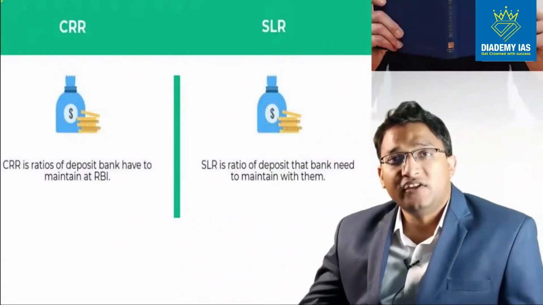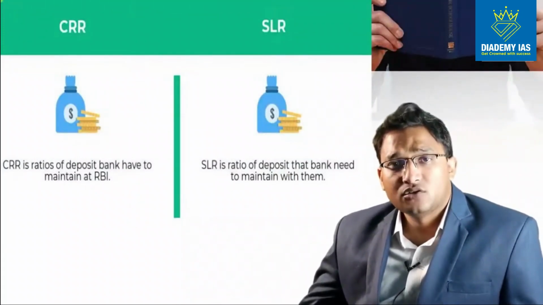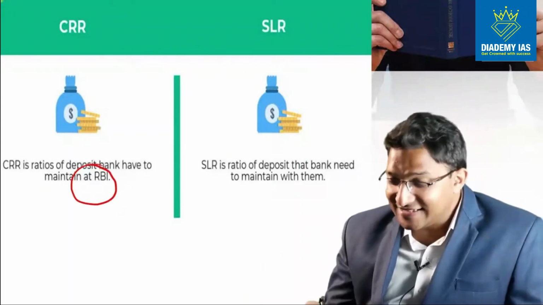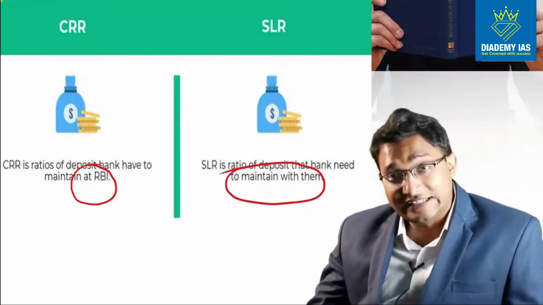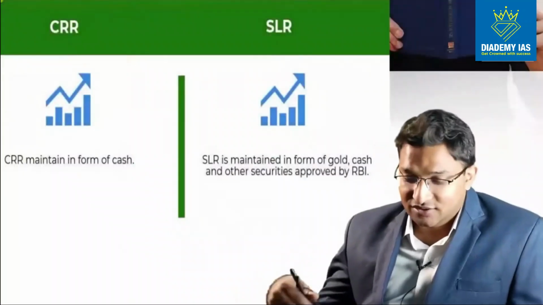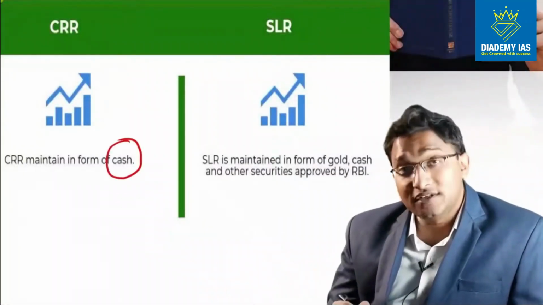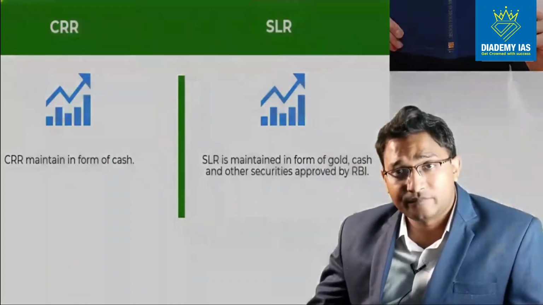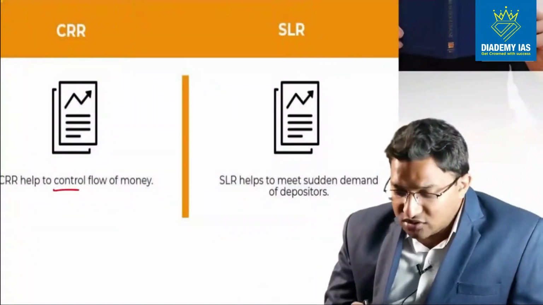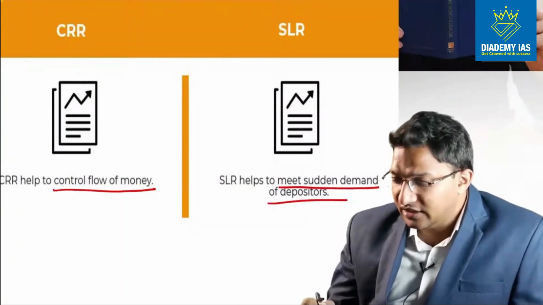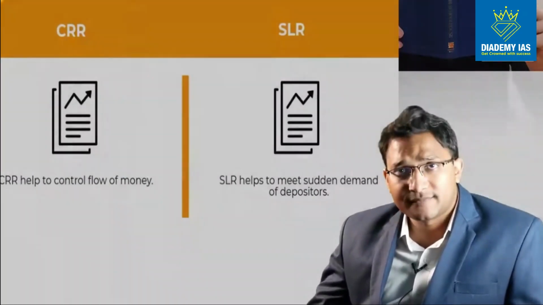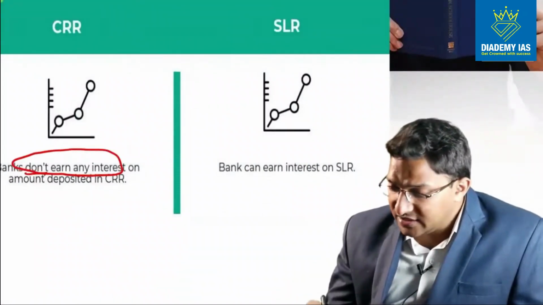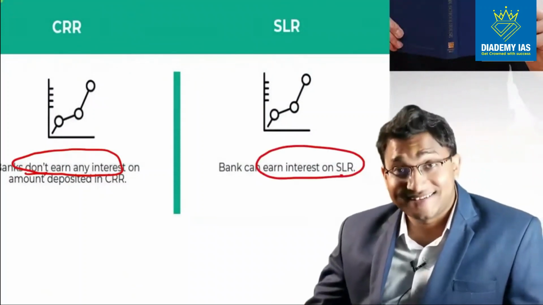Let us see the differences between the CRR and SLR. So CRR is the ratio of deposit banks have to maintain at RBI, and SLR has to be maintained with itself. This is very crucial. Next, CRR will be maintained in the form of cash only. SLR can be maintained in the form of gold, cash, or other securities as well. CRR controls the flow of money, and it helps to meet certain demand of depositors. In CRR, the banks don't earn any interest. In this case, the interest is earned on the SLR.